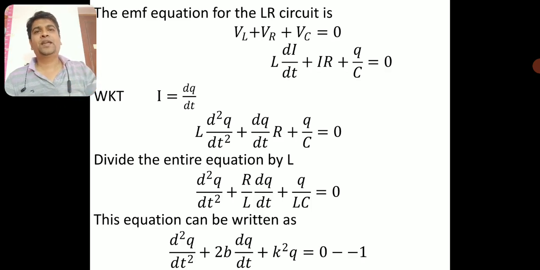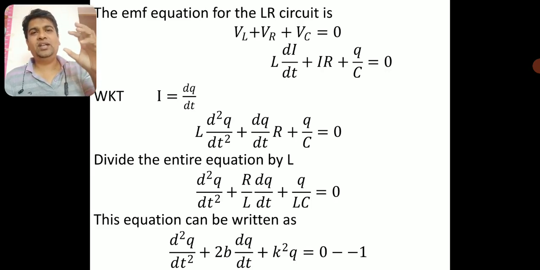Right. Now if I write an EMF equation, VL is the potential across the inductor, VR is the potential across the resistor, and VC is the potential across the capacitor. So you have to write VL plus VR plus VC, which has to be equal to 0 because this is discharging. I am discharging the capacitor.